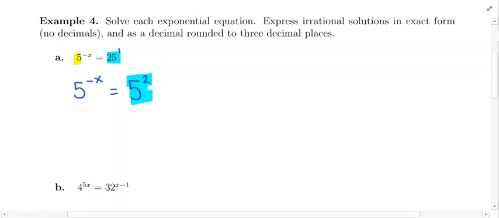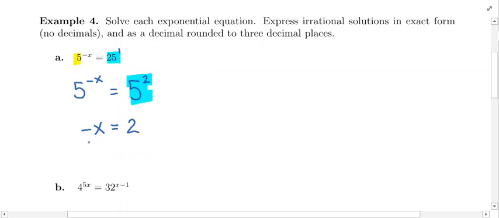Now on both sides of the equal sign, we have a power of 5. The only way a power of 5 can equal a power of 5 is if the powers are the same. So we're going to equate the exponents. Negative x has to equal 2. We need to solve this for x.